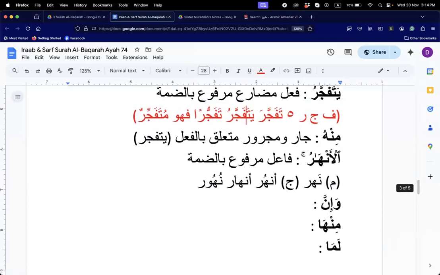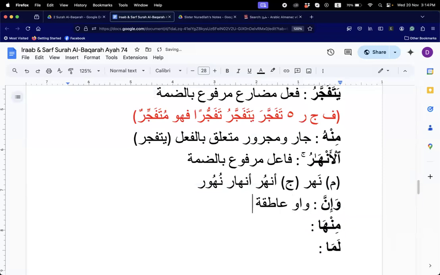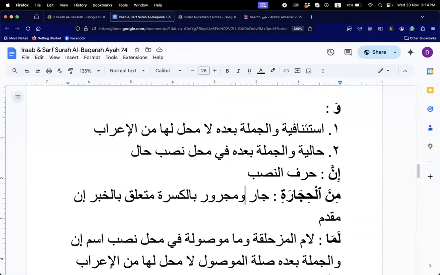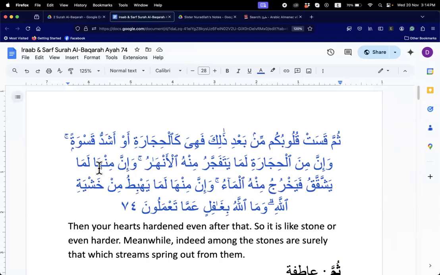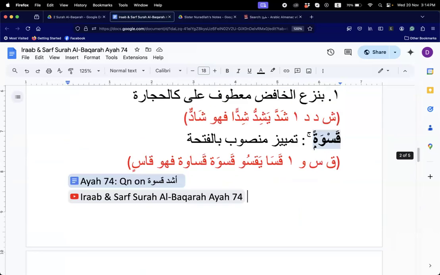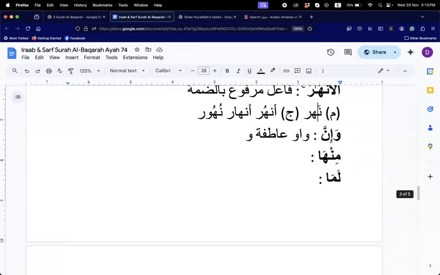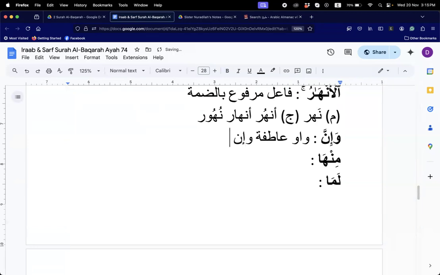The next two are basically the same. Here, the wow is wa atif, and inna would be the same. The structure for the next part is inna minha lama yashakku again, and then inna minha lama again. It's all the same, but we will repeat it inshallah. So this is half inna nasab, and this is the taukid.